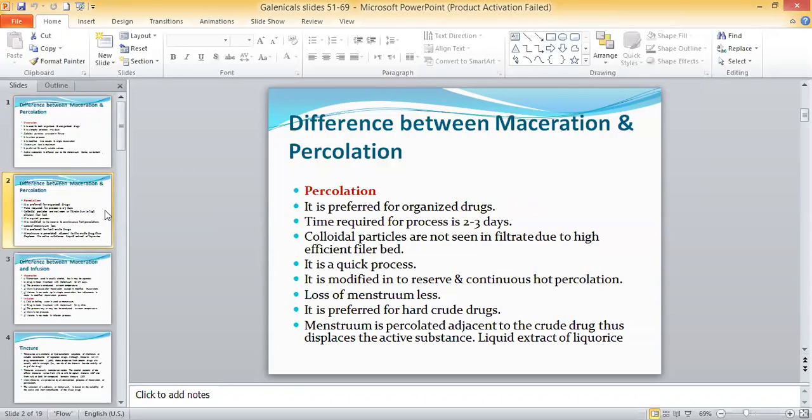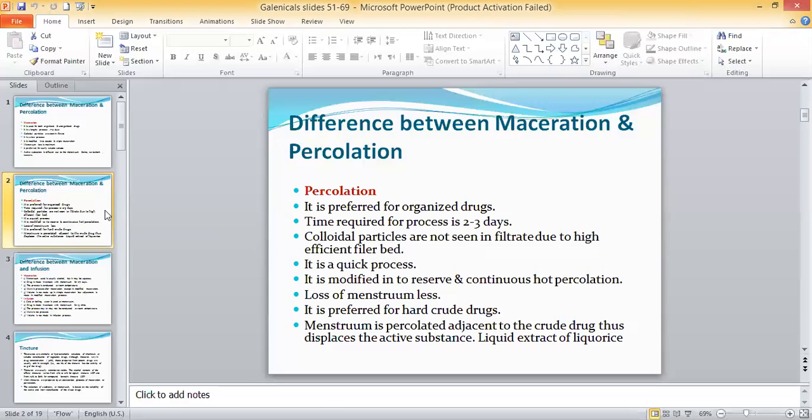Percolation is preferred for organized drugs having definite shapes like leaves, roots, and stem, and the time required for this process is 2 to 3 days, which means it is a very quick process. It is very fast as compared to maceration. Colloidal particles are not observed in the filtrate due to the highly efficient filter bed, and as I told you earlier, it is a quick process.